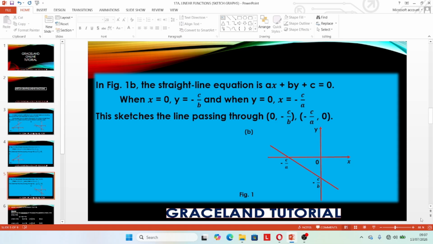So the line cuts the y-axis at minus c over b, and the x-axis at minus c over a. Now, let's quickly look at two examples.